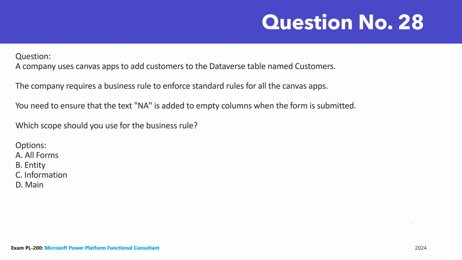Question. A company uses canvas apps to add customers to the Dataverse table named Customers. The company requires a business rule to enforce standard rules for all the canvas apps. You need to ensure that the text NA is added to empty columns when the form is submitted. Which scope should you use for the business rule? Options. A. All forms. B. Entity. C. Information. D. Main.